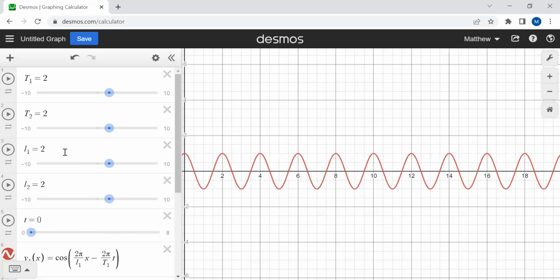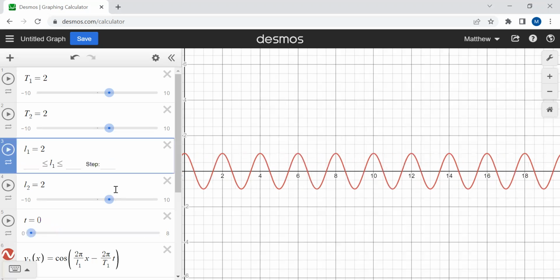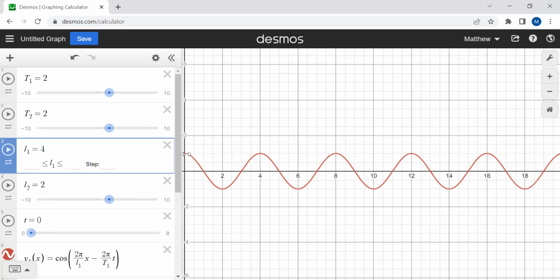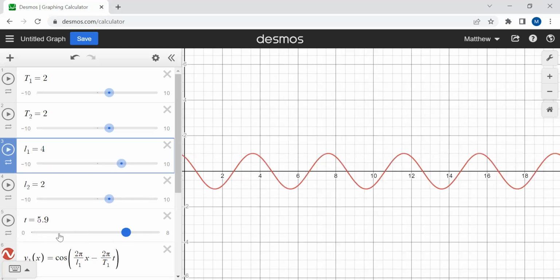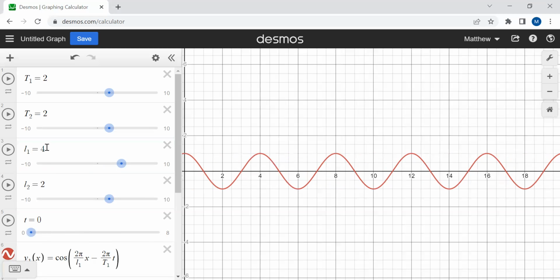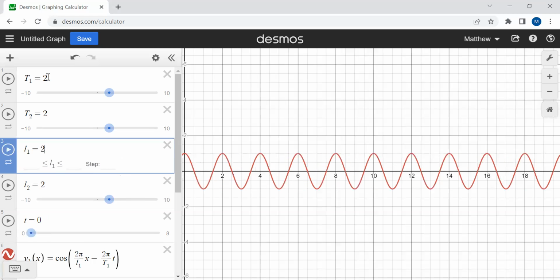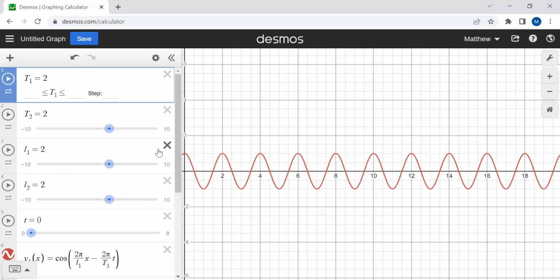If we change the wavelength, right, the wave becomes twice as long. So now from crest to crest is 4 units. And if we progress time, we can see the wave traveling, and it has a longer wavelength. If we put the wavelength back to 2, let's say we change the period, make it shorter, right?